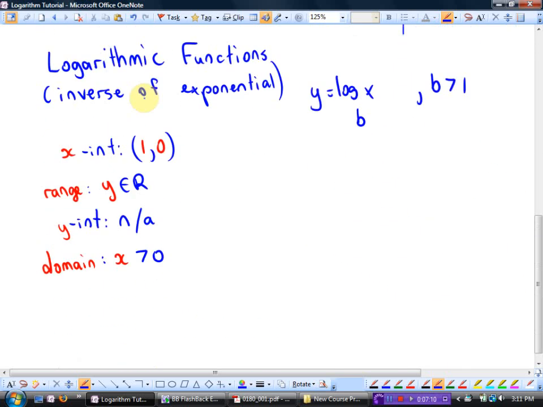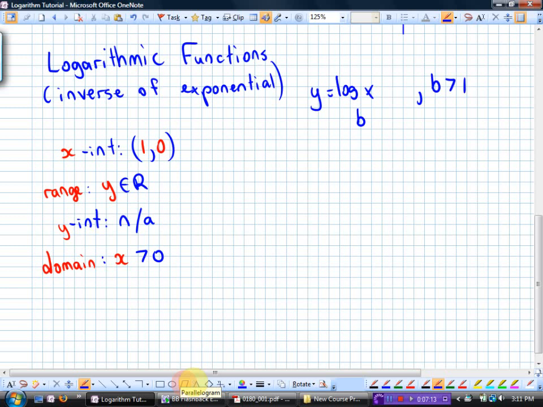What's the graph going to look like? Well, let's turn the graph paper back on. It would look like this. It would have an x-intercept of 1, 0. The domain is everything positive. In other words, the graph is going to exist only over here. And if you take the inverse, you'll find log graphs look like that.